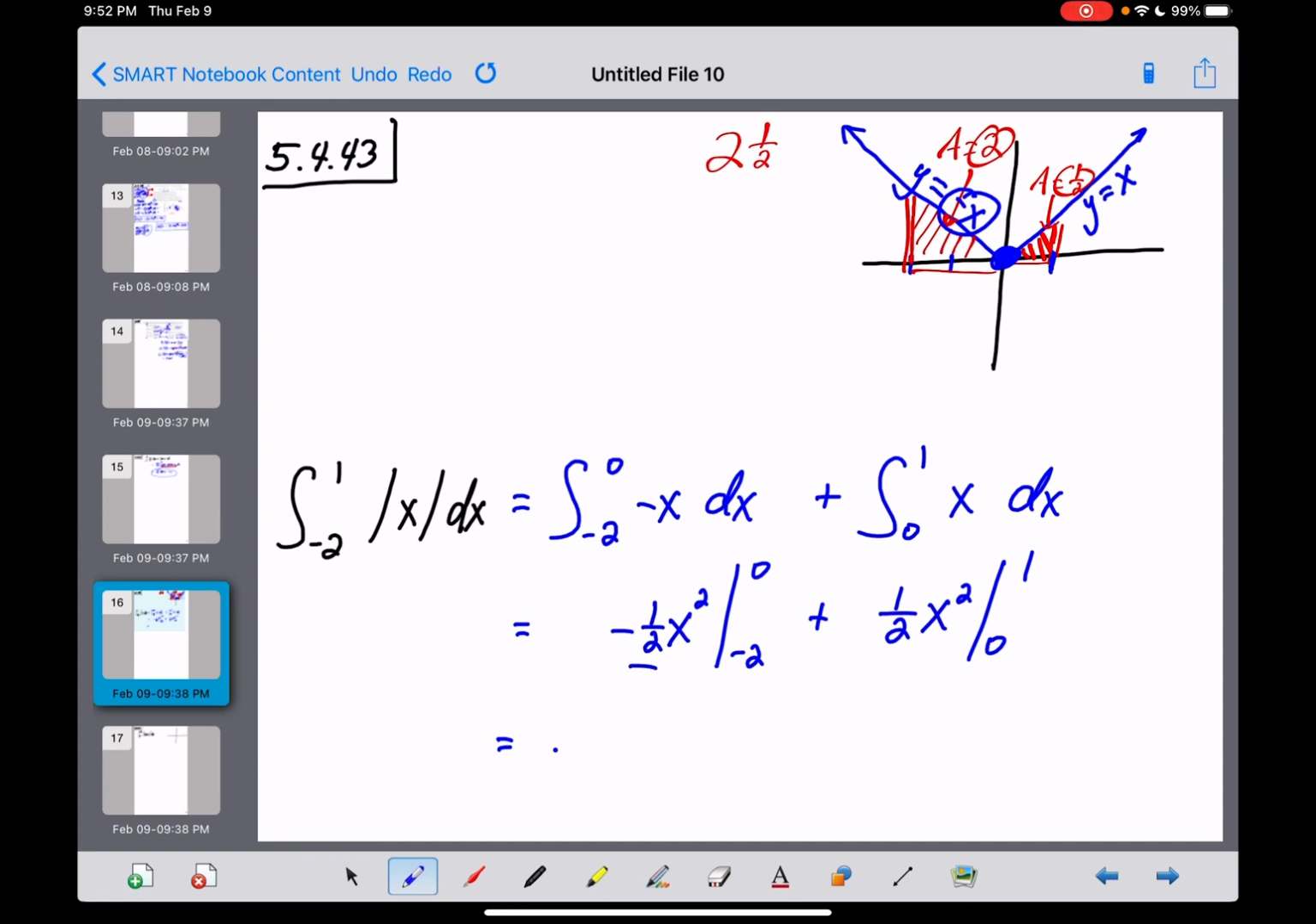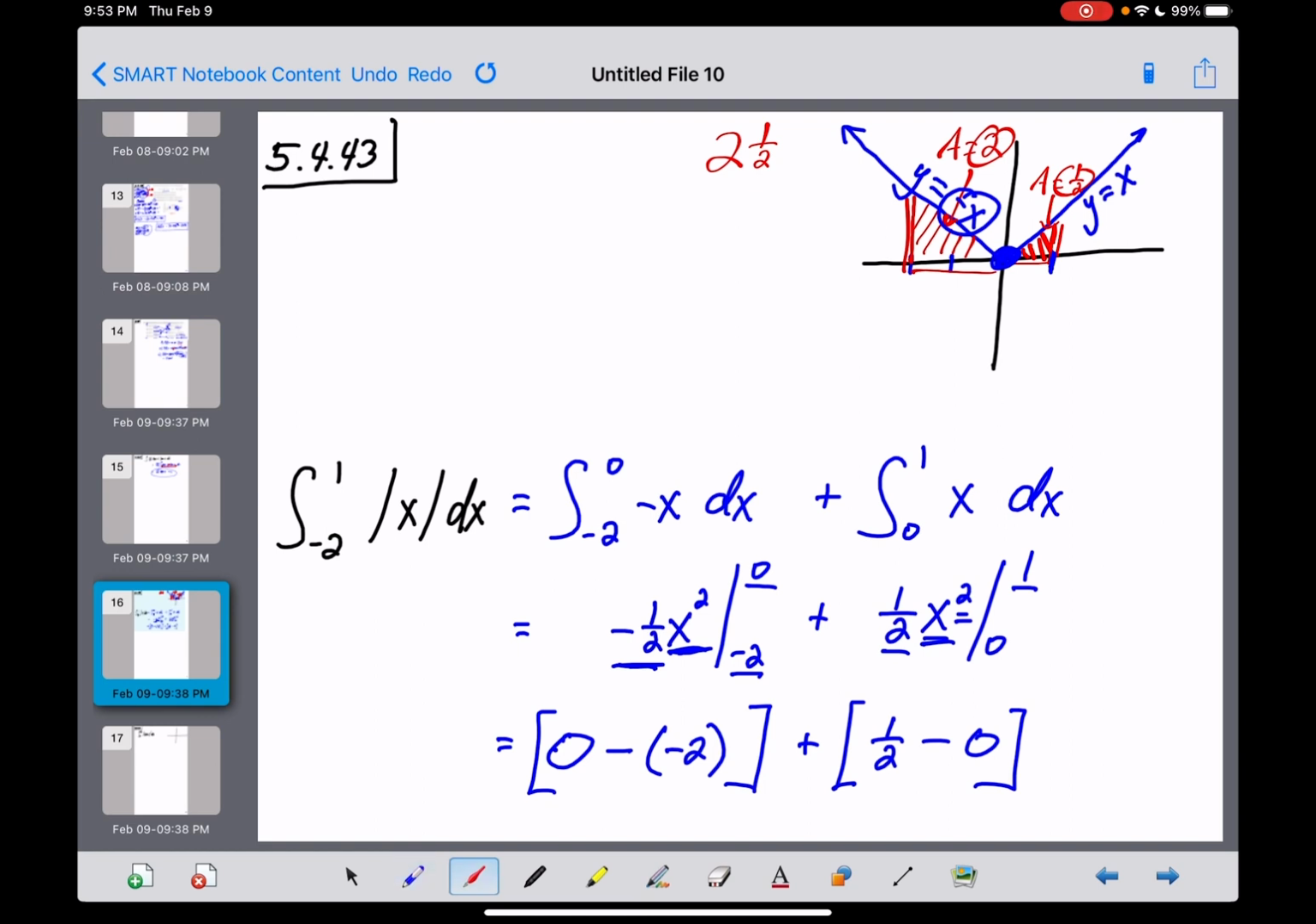So -1/2 times 0 squared, that's going to get you a 0 here. And then minus, this gets a little tricky here, -2 squared is +4, but +4 times a -1/2 is going to be a -2. So it's 0 minus -2. And that is what we get from the first integral. Plus, let's move on to the second one now. Let's put a 1 in for x there. 1 squared is 1, times a half is 1/2, minus 1/2 times 0 squared is going to be 0.